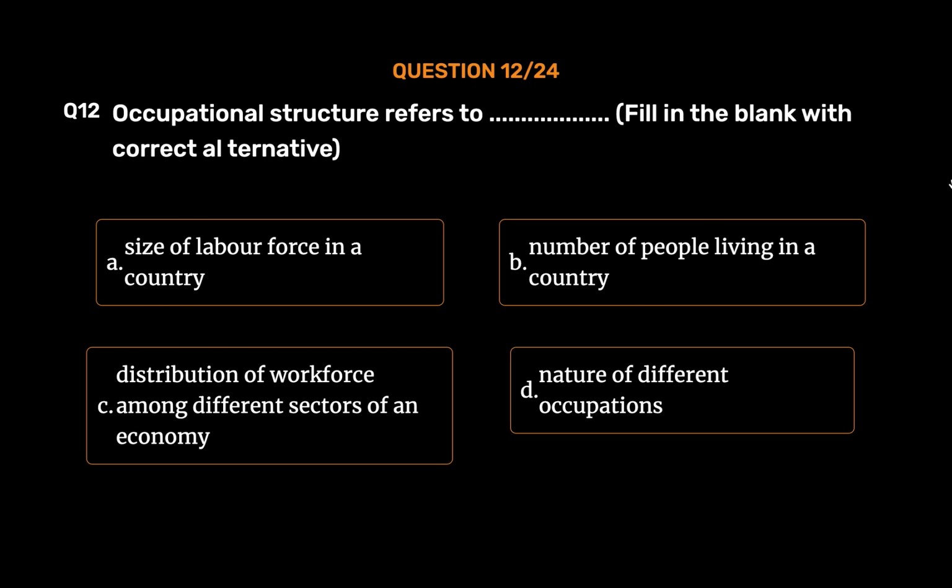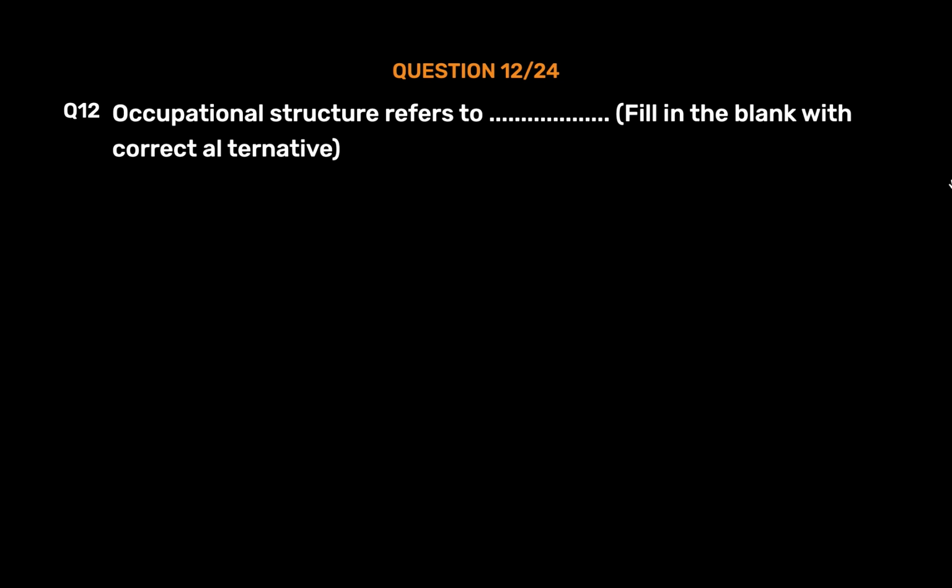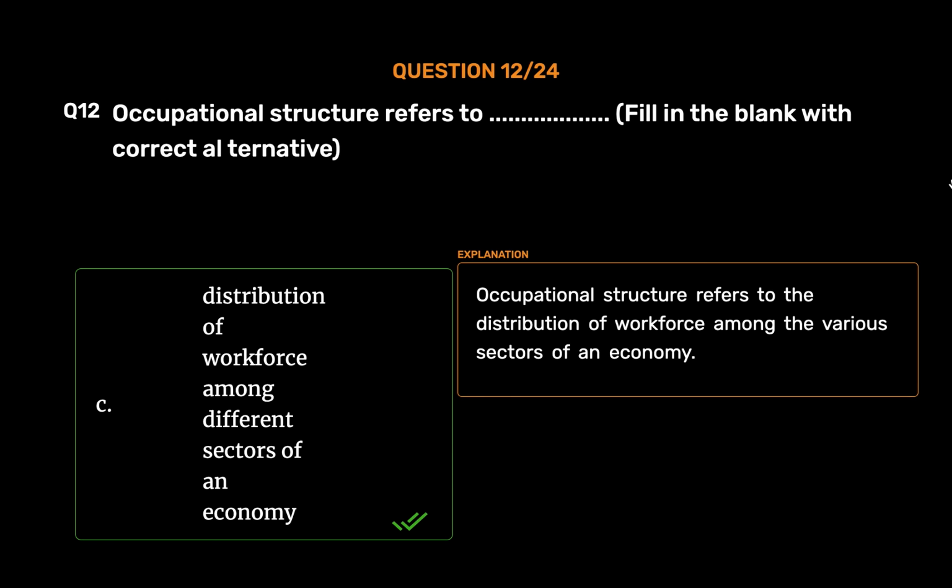The correct answer is Option C. Distribution of workforce among different sectors of an economy. Occupational structure refers to the distribution of workforce among the various sectors of an economy.